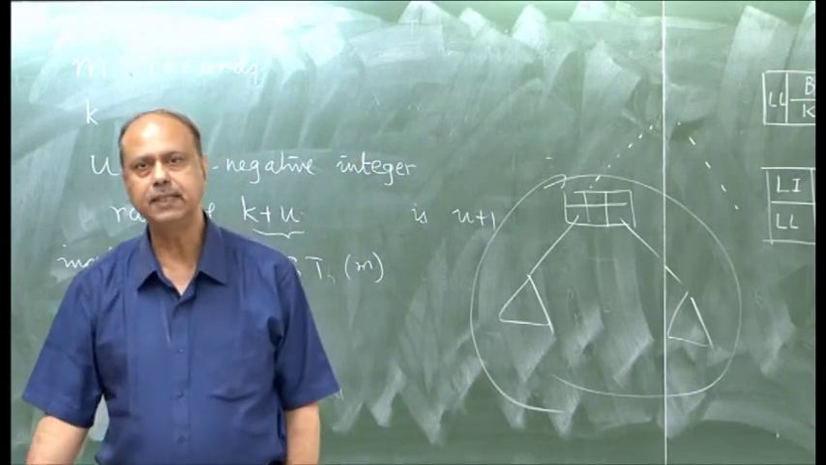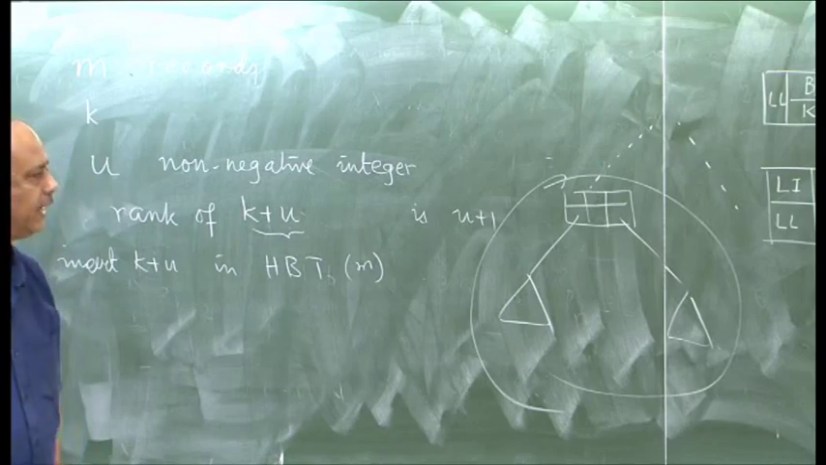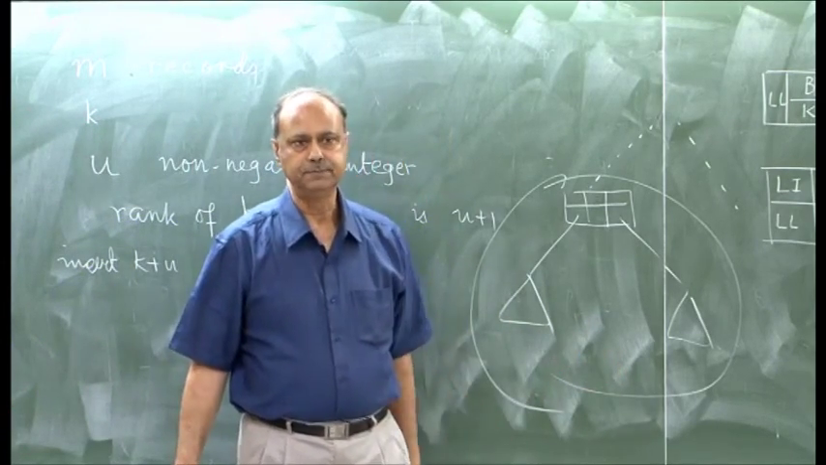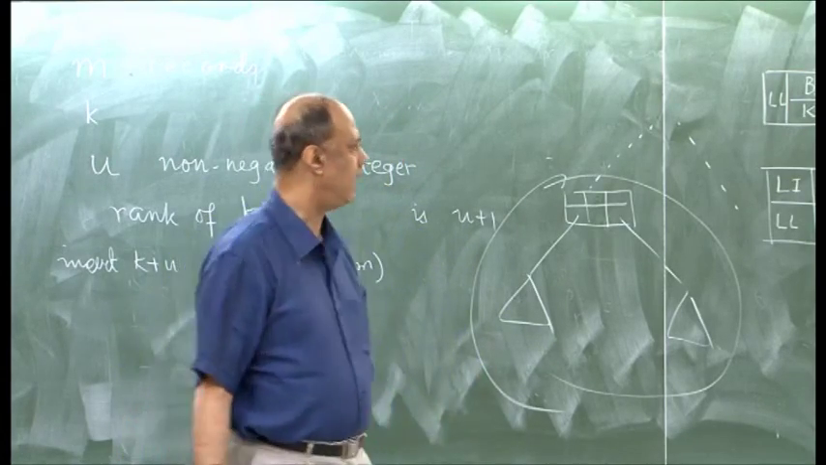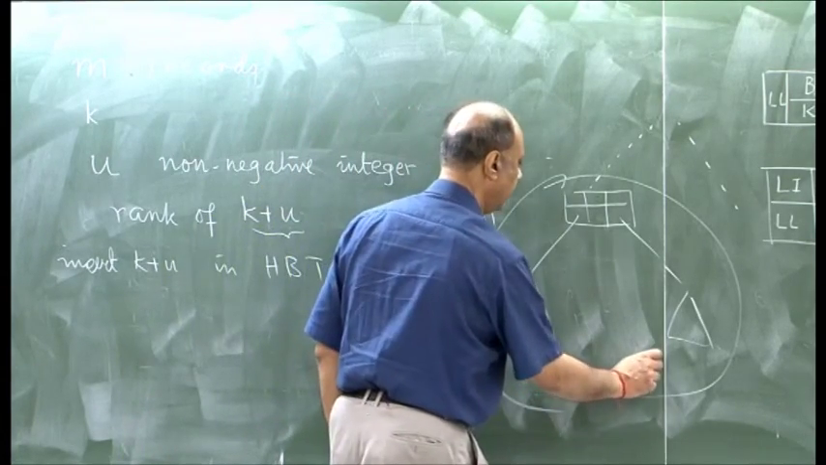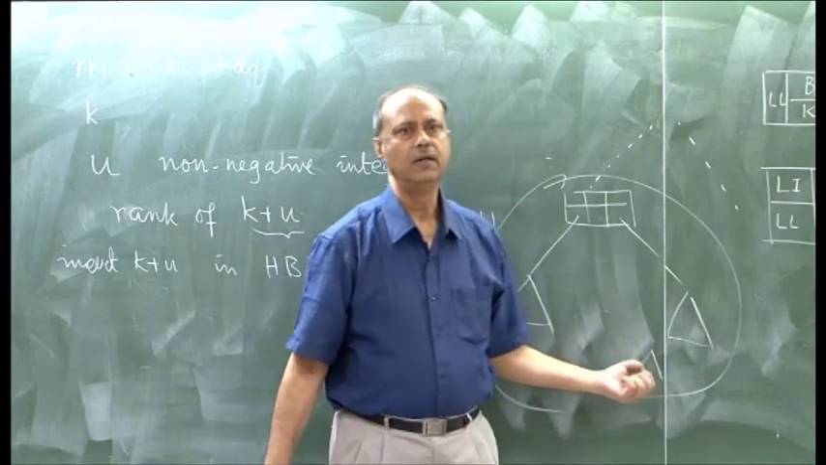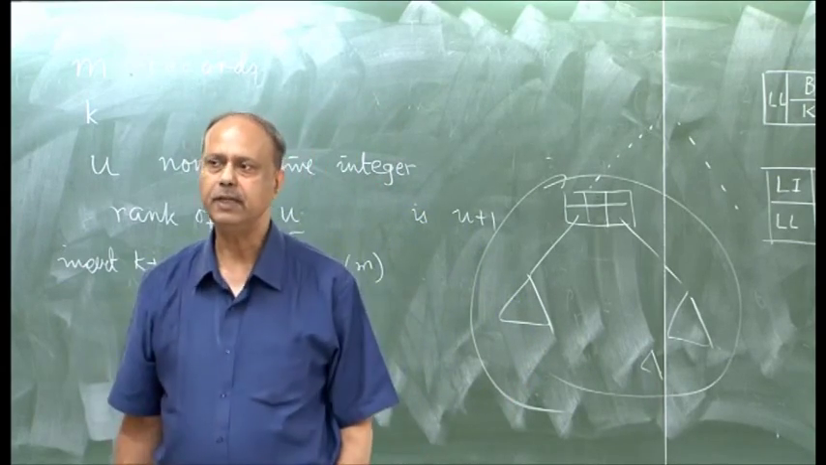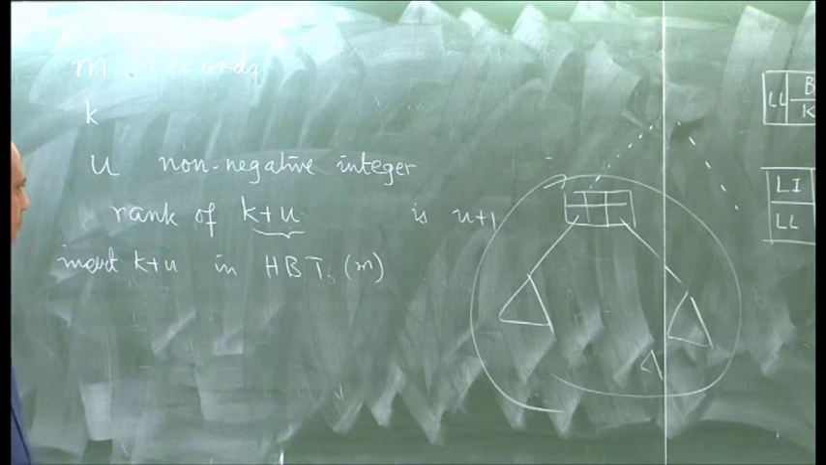So you can easily show that to get such a u, it will take order log n time. Once you know the u, you can insert a new node as a leaf node, and then balancing may be required. You have to do the balancing, which takes order log n time.